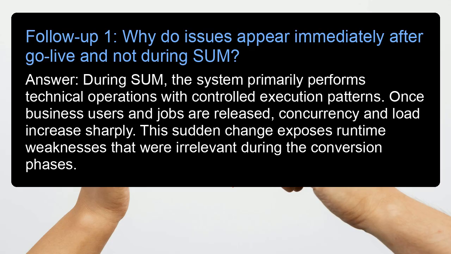Follow-up 1. Why do issues appear immediately after go-live and not during SUM? Answer: during SUM, the system primarily performs technical operations with controlled execution patterns. Once business users and jobs are released, concurrency and load increase sharply. This sudden change exposes runtime weaknesses that were irrelevant during the conversion phases.